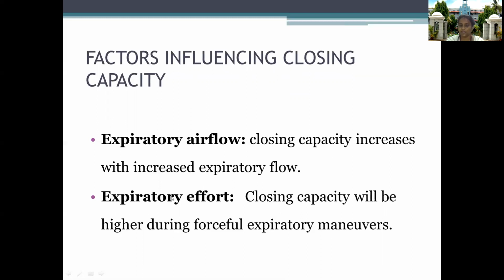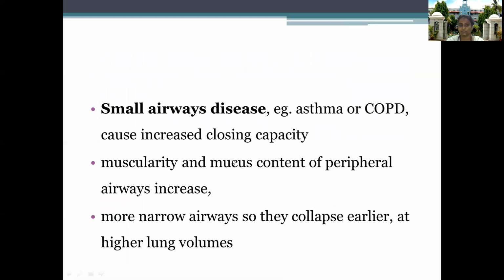Another one is expiratory effort. Any forceful expiratory maneuvers, a cough or a sneeze, can increase closing capacity. Small airway disease. In diseases like asthma and COPD, we notice that there is an increase in the mucus content and also the muscularity of the airways. And because of this, the airway diameter decreases and the airway becomes more narrow. So because the airways are more narrow, they tend to collapse earlier and at higher lung volumes.